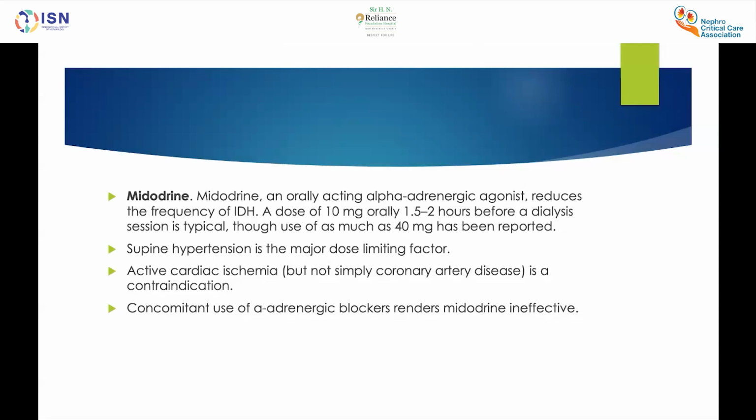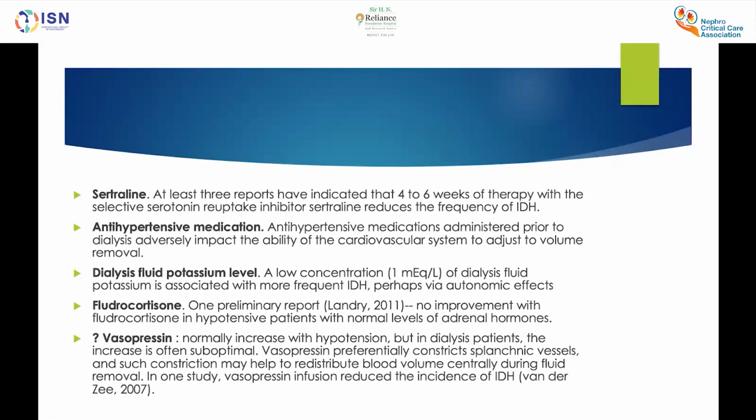Active cardiac ischemia is a contraindication, but not simple coronary artery disease. Concomitant use of alpha adrenergic blockers renders the midodrine ineffective. Then we can see sertraline. At least there are 3 reports that have indicated that 4 to 6 weeks of therapy with SSRIs reduces the frequency of IDH. Others could be antihypertensive medications, which, when administered prior to dialysis, adversely impact the ability of the cardiovascular system to adjust to the volume removal.